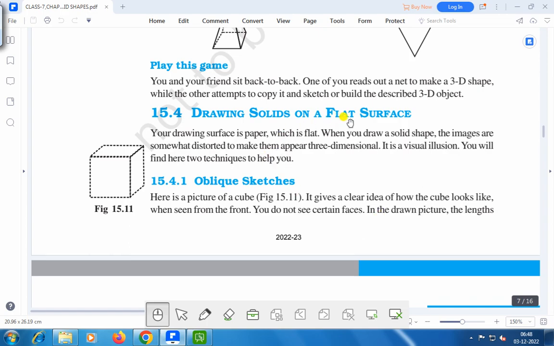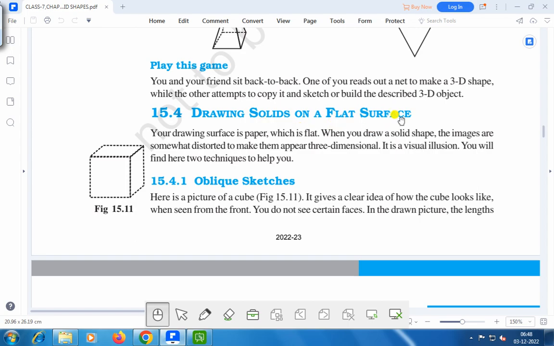Today we shall discuss drawing solids on a flat surface. Play this game. You and your friends sit back to back. One of you reads out a net to make a 3D shape, while the other attempts to copy it and sketch or build the described 3D object.